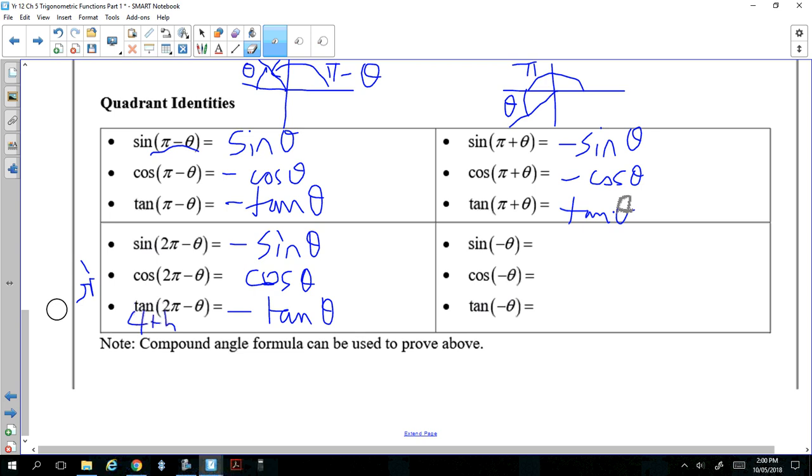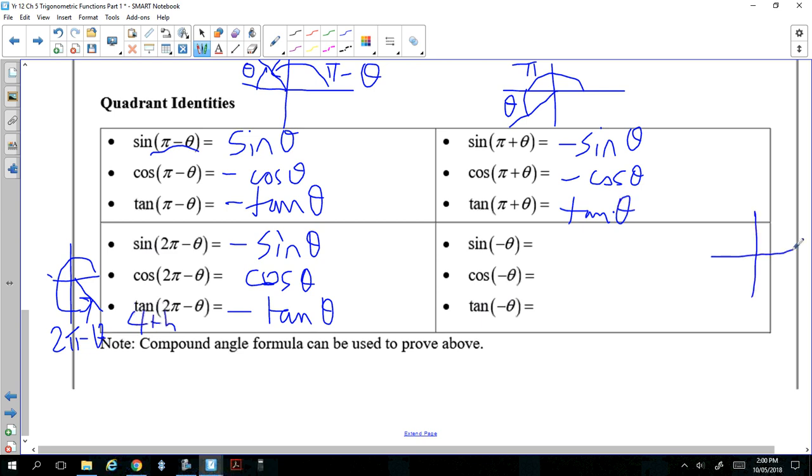Let me draw a diagram. That's just 2 pi minus theta. Okay, good. And then if it's a negative angle, you go clockwise. You go that way. That's negative angle, negative theta. So it will be in the fourth quadrant: negative sine theta, positive cos theta, but negative tan theta. Yeah, so these are the formulas.